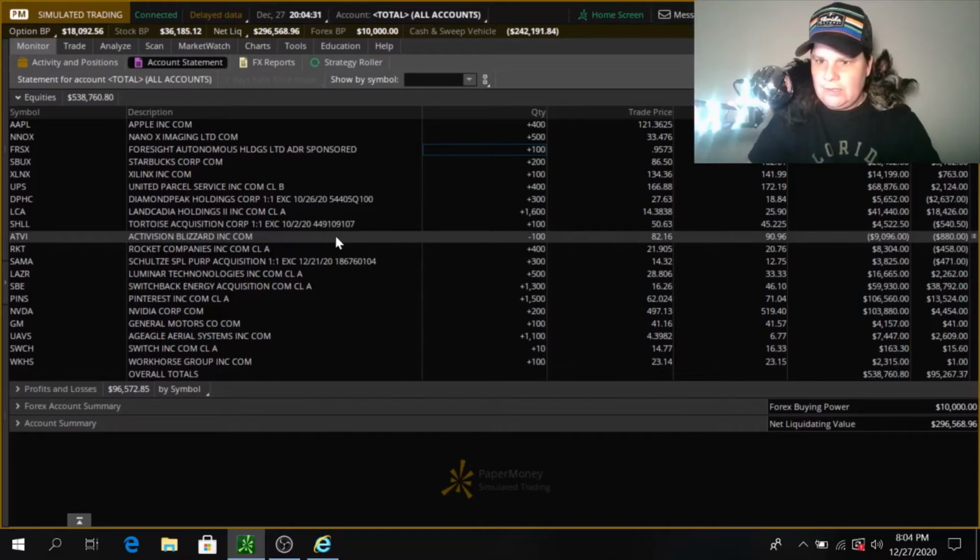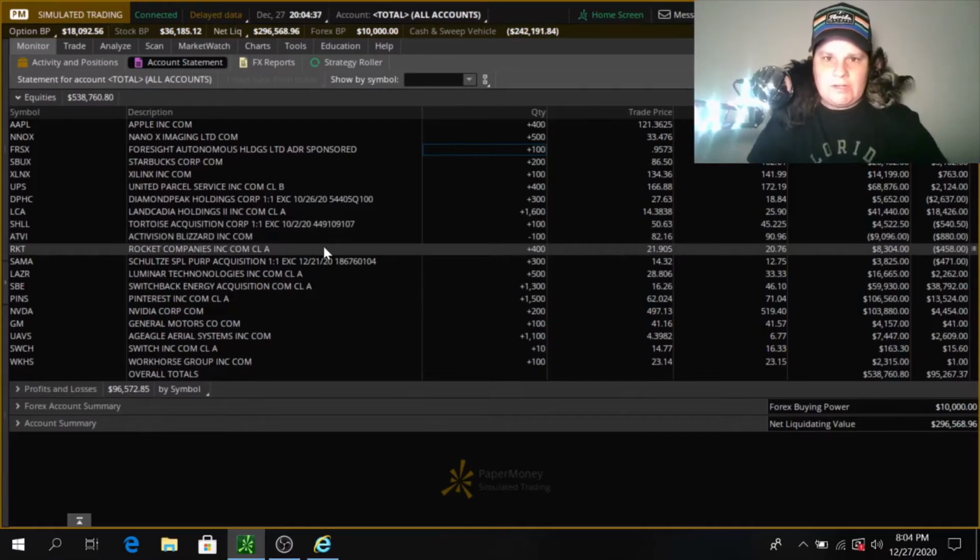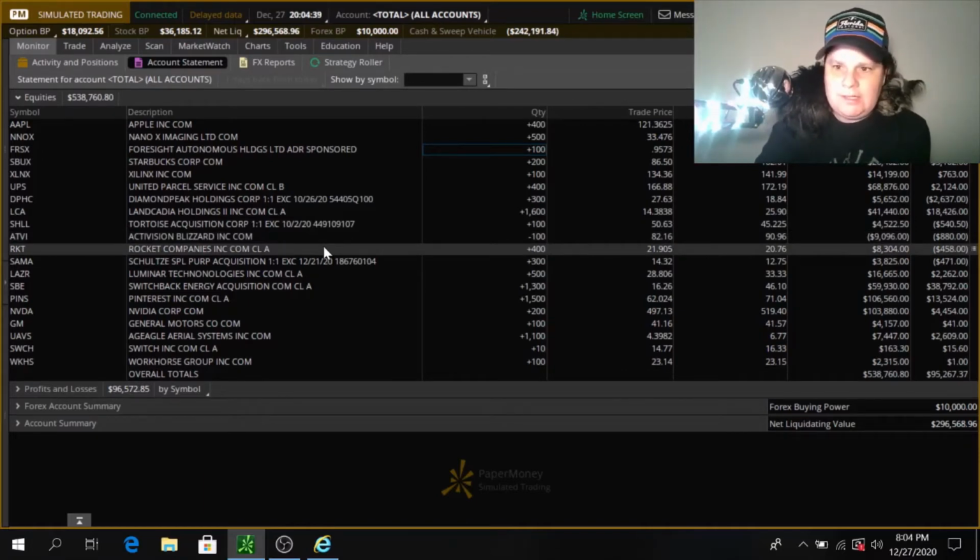Activision Blizzard, another great one. Rocket Companies, this mortgage company, I think they're going to get huge. That actually took a little bit of a loss, but I think long term, that's a great one.